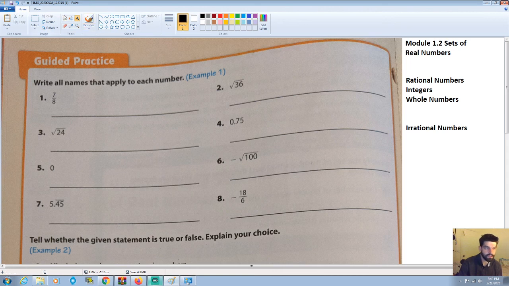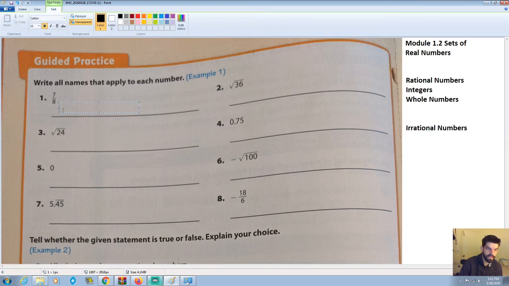So let's go ahead and start with number 1 here. So 7/8. So 7/8 is a ratio of two integers. So that's going to make this a rational number. Now it's not an integer because it's not a whole number. So we're going to call this a rational number.